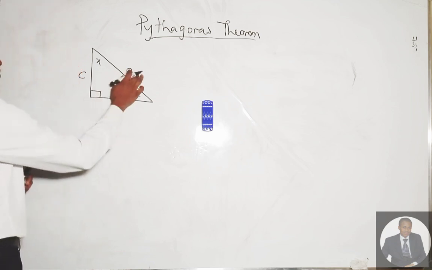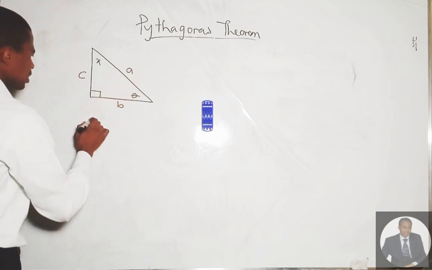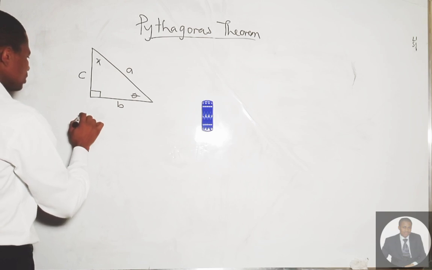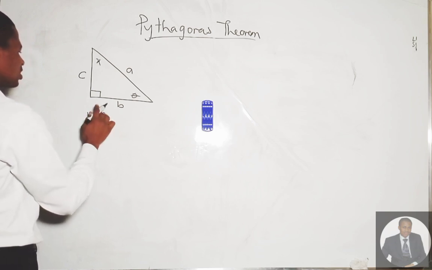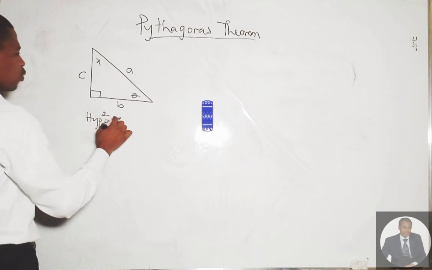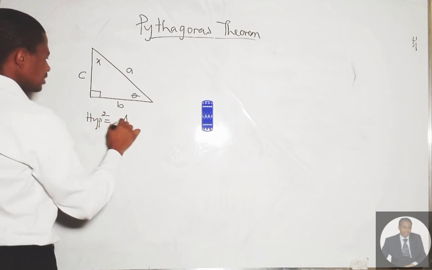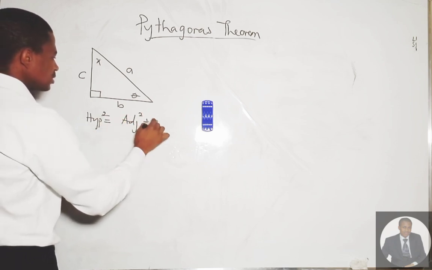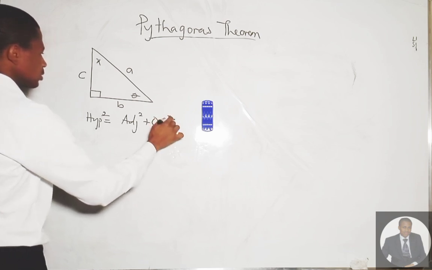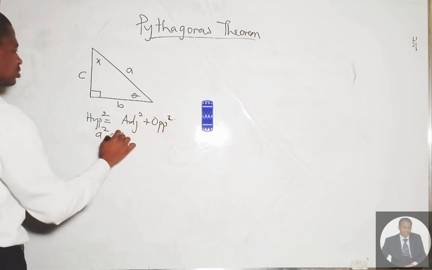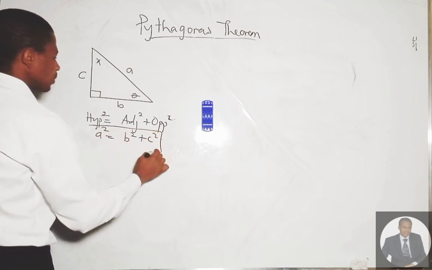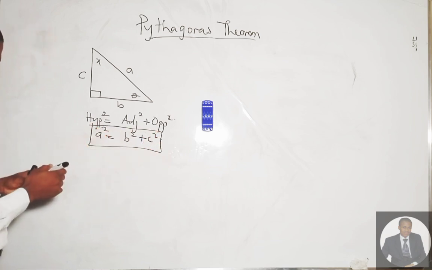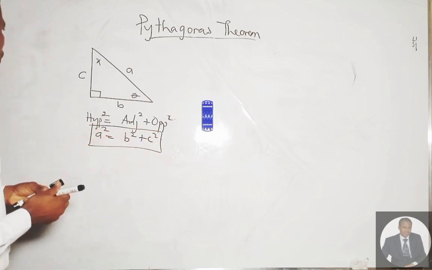Pythagoras theorem states that the square of the hypotenuse is equal to the sum of the squares of the adjacent and the opposite. So A square equals B square plus C square. That's all that Pythagoras theorem states.